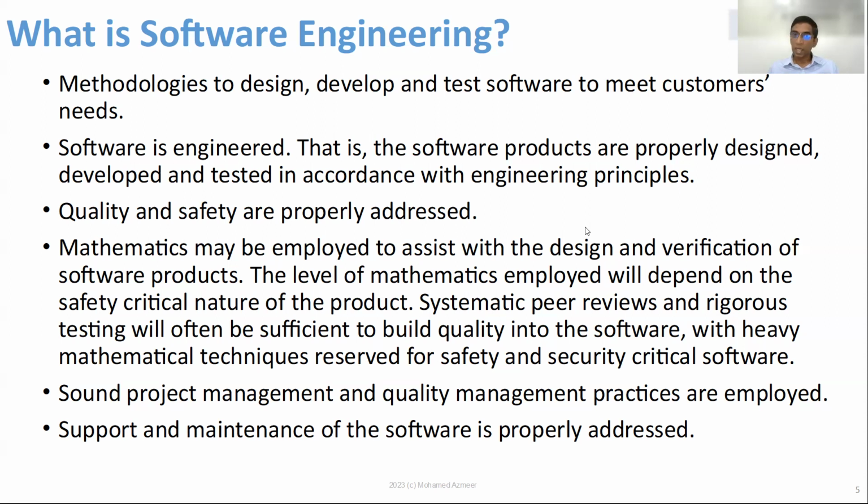Or let's say you're building a house. In the house, there's nothing much to test, but there is a specification that you're getting from the client. So for that, you are building the software. Now, the second point is software is engineered. What does that mean? Software is properly designed, properly developed, properly tested. So three things: designed, developed, and tested according to engineering principles.